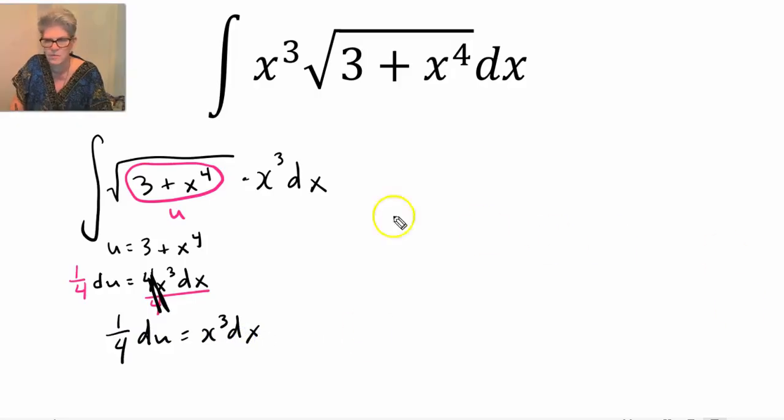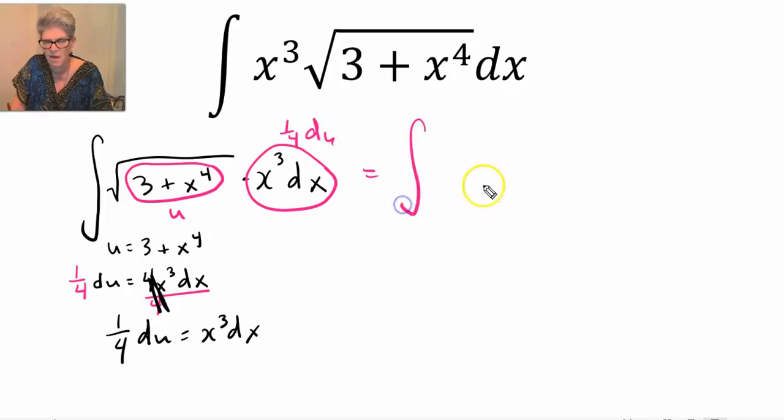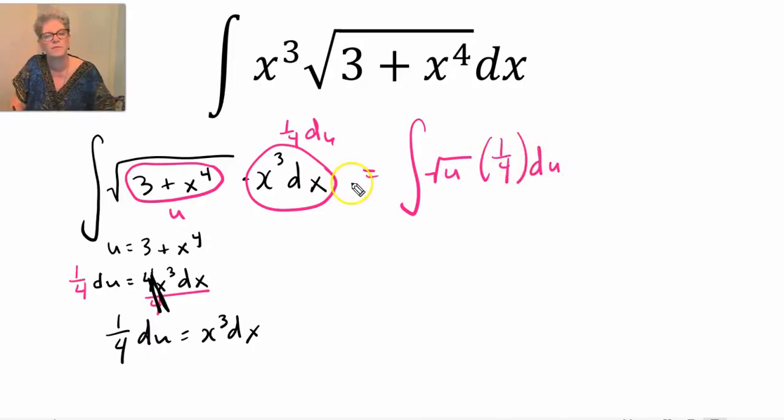All right, so now we're doing really good here. Now I'm ready to write this only in terms of u. So I have the square root of u times a fourth du. And now let's move the 1/4 out to the front, which we can do. And then it comes along for the rest of the ride.